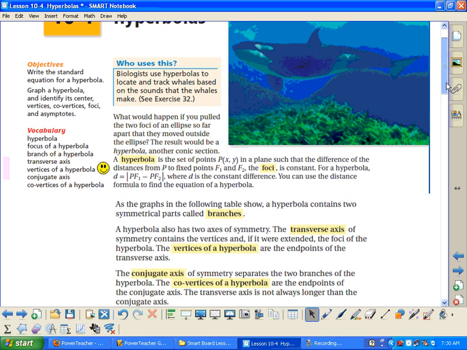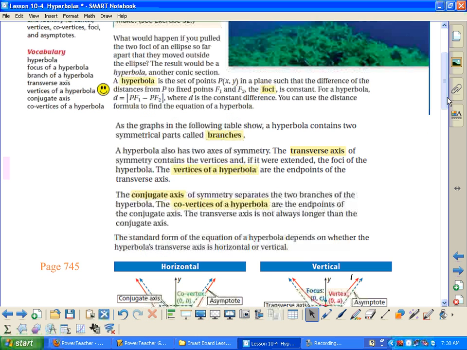A hyperbola has what's called two branches. They are symmetrical. They have two axes of symmetry. There's a transverse axis, which is similar to the major axis of an ellipse. And the vertices of the hyperbola are on the endpoints of the transverse axis.